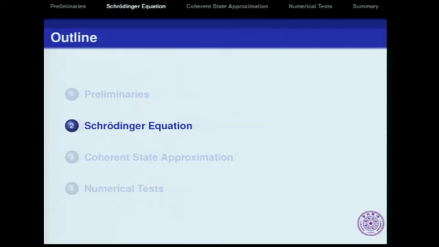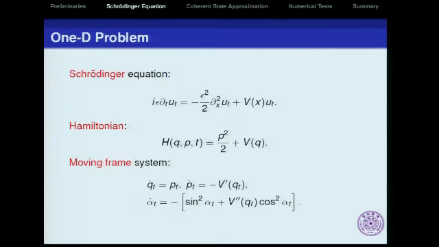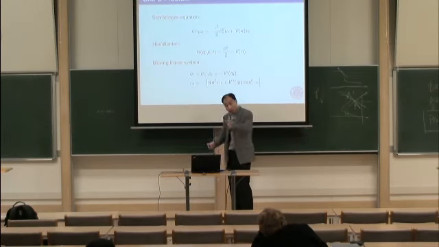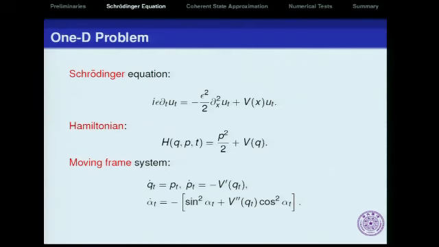The Schrödinger equation. I want to express the Schrödinger equation in the moving frame. Here's the 1D Schrödinger equation. Here, potential V, you can make it depend on time t. It doesn't matter. So the Hamiltonian associated with this equation is just like this, and the moving frame in this case is like this. These two equations are just the Hamiltonian system, and this one determines the direction angle, how it changes according to the Hamiltonian flow.